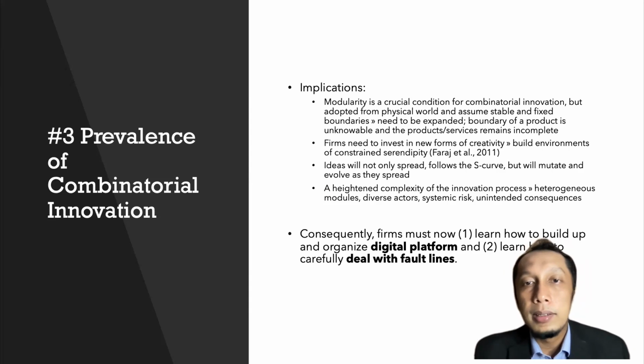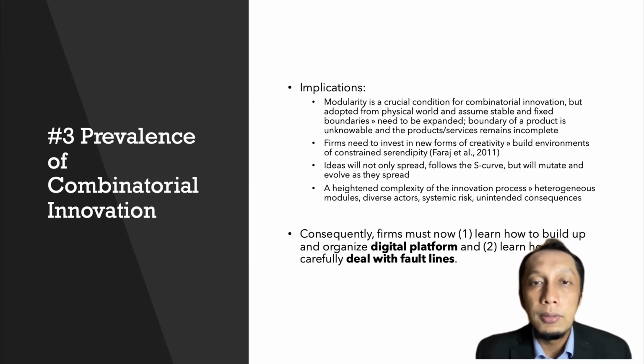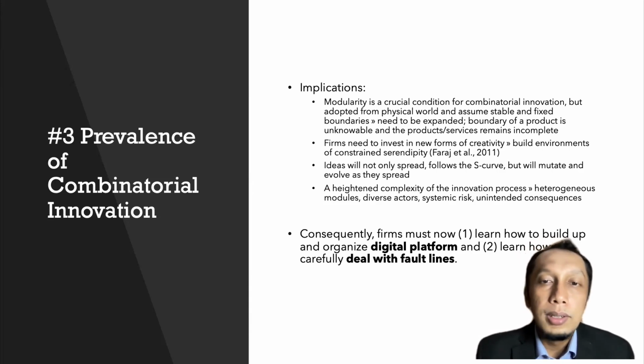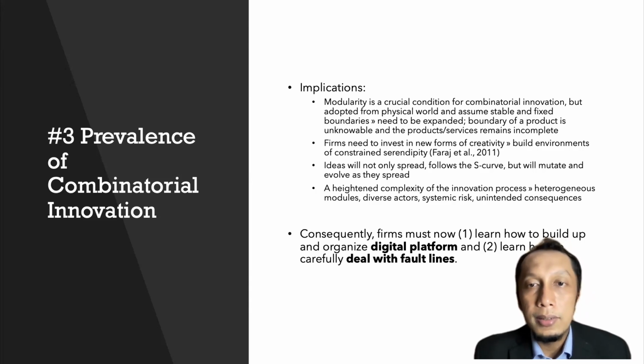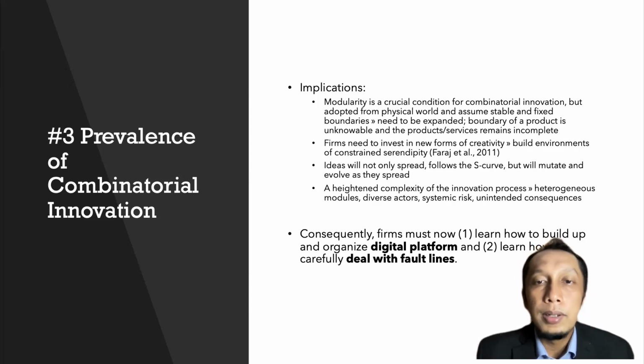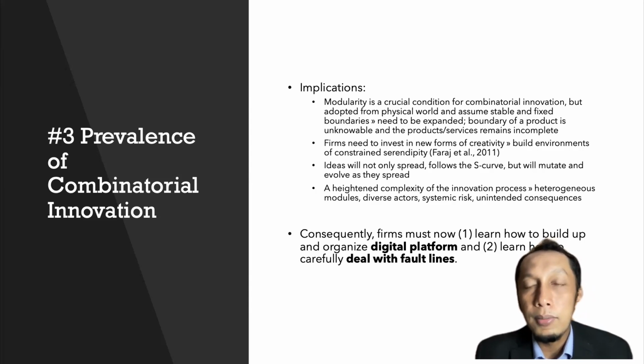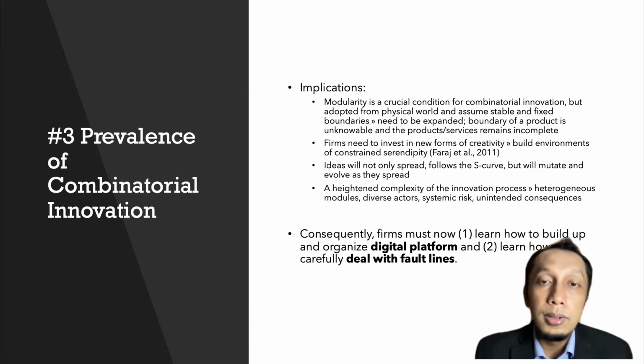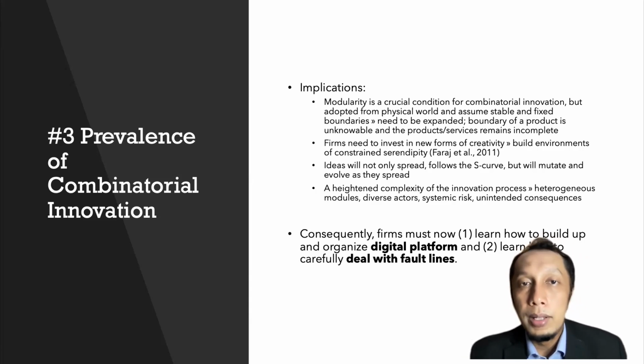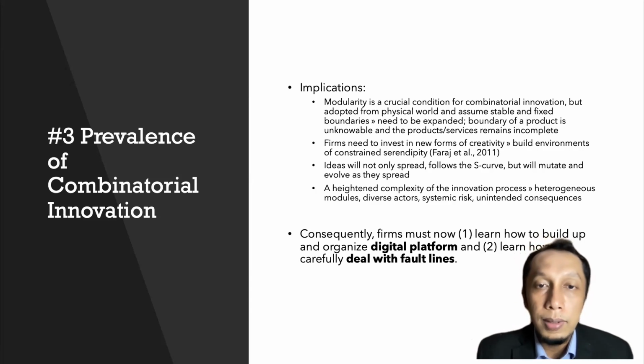The implication of this is that modularity is now becoming very important for combinatorial innovation. Companies need to invest in new forms of creativity. Ideas will not only spread following the traditional S-curve, but they will mutate and evolve as they spread. And finally, the complexity of the innovation process is also increasing because we have to deal with heterogeneous modules and diverse actors, and we also have to anticipate systemic risks as well as unintended consequences.